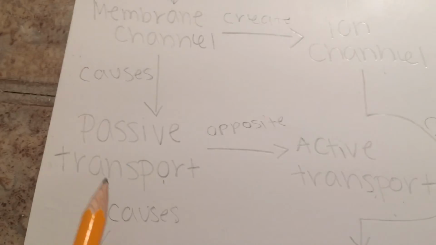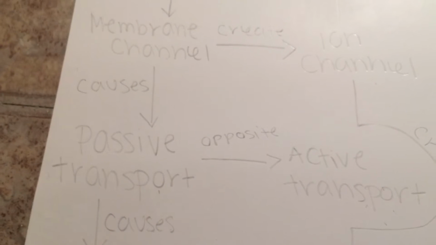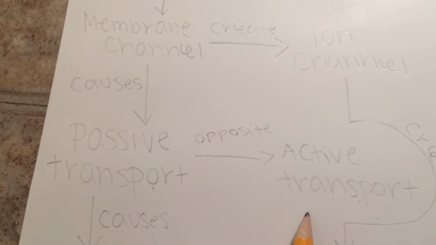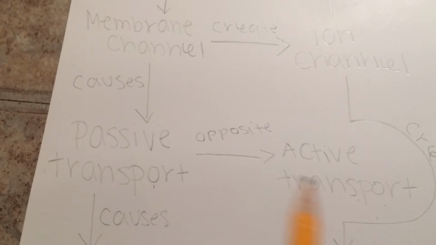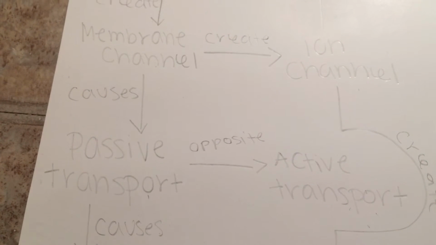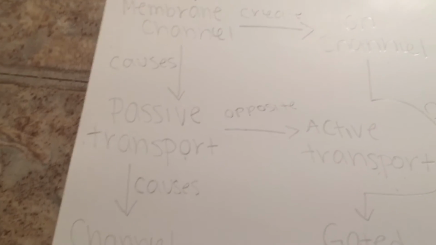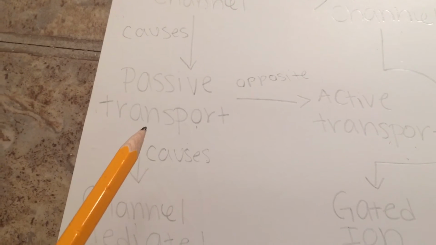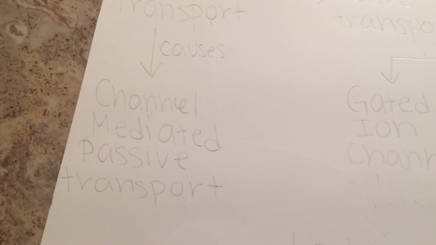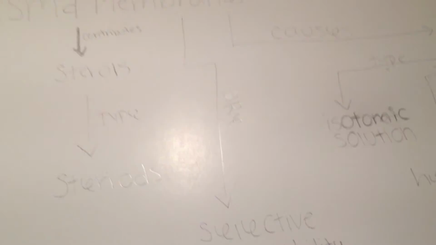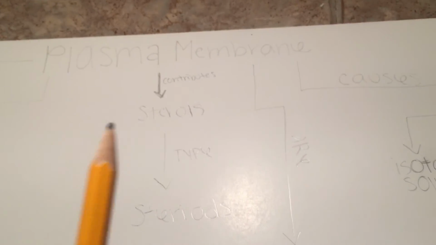Membrane protein also causes passive transport, and I went ahead and added active transport to the passive transport, even though it can be somewhere else in the graph. I just went ahead and put those two together just because they're usually seen together, and they are opposite of each other, so I thought it was best to put them next to each other and connect them. Coming also down from the passive transport, it also does cause channel-mediated passive transport, so of course I put those two together.